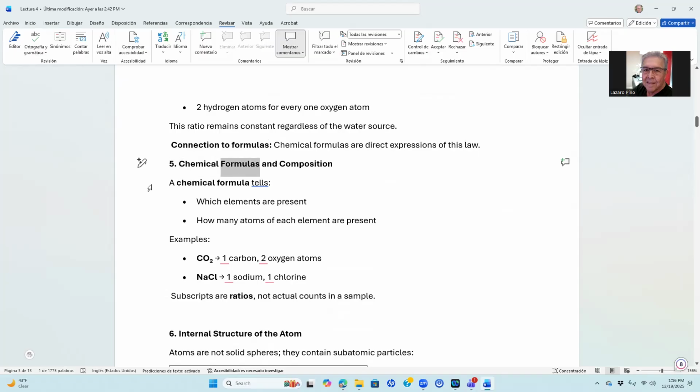5. The chemical formulas in composition. A chemical formula tells which elements are present and how many atoms of each element are present. Examples: CO2, 1 carbon, 2 oxygen atoms. NaCl, 1 sodium, 1 chlorine. Subscripts are ratios, not actual counts in a sample.